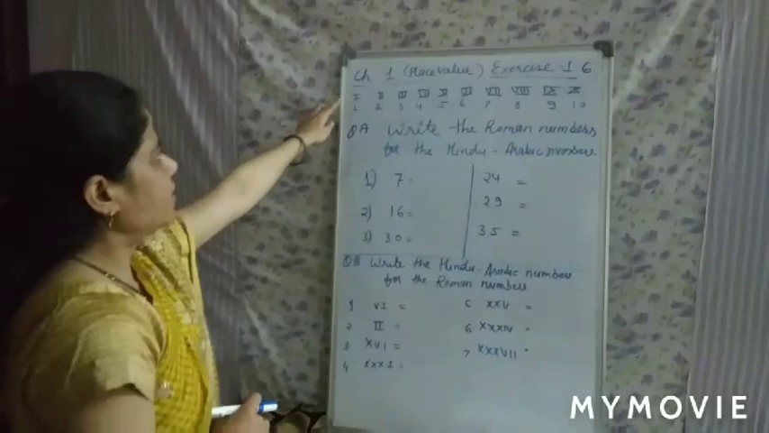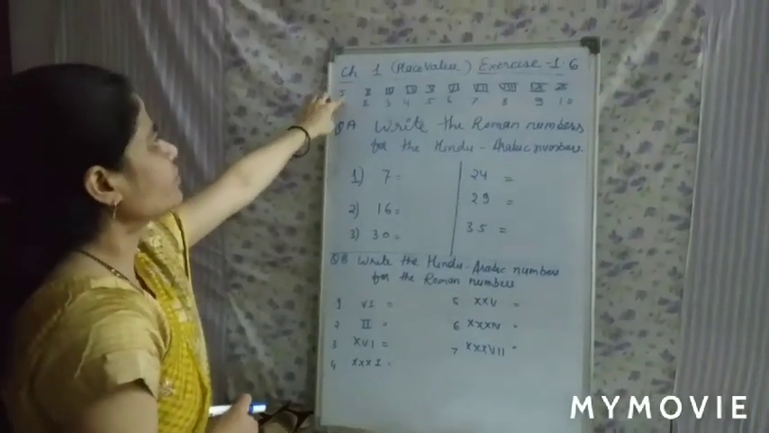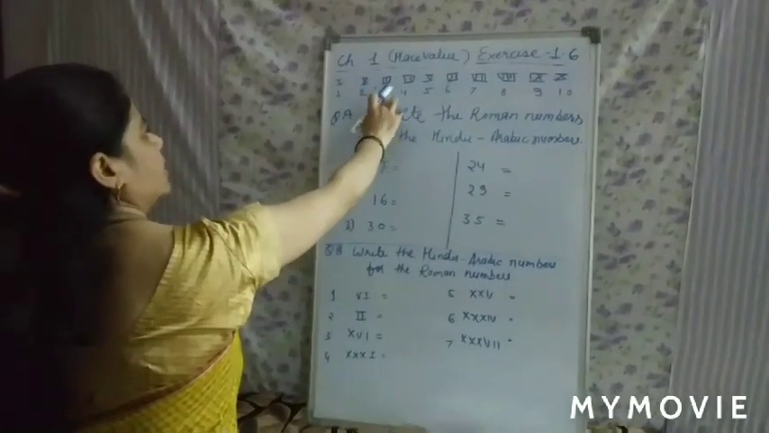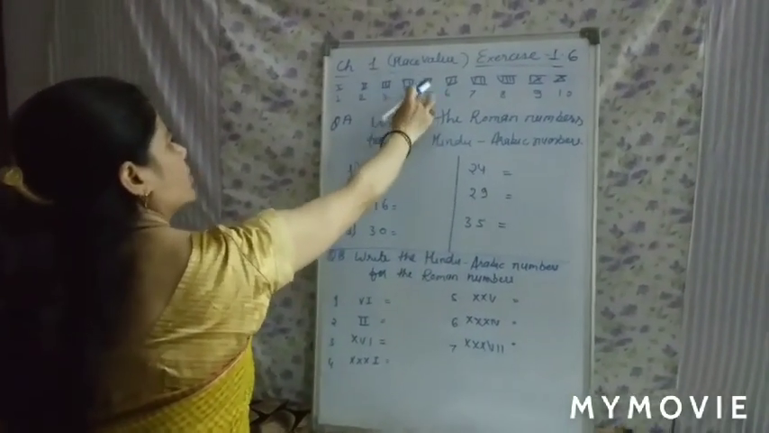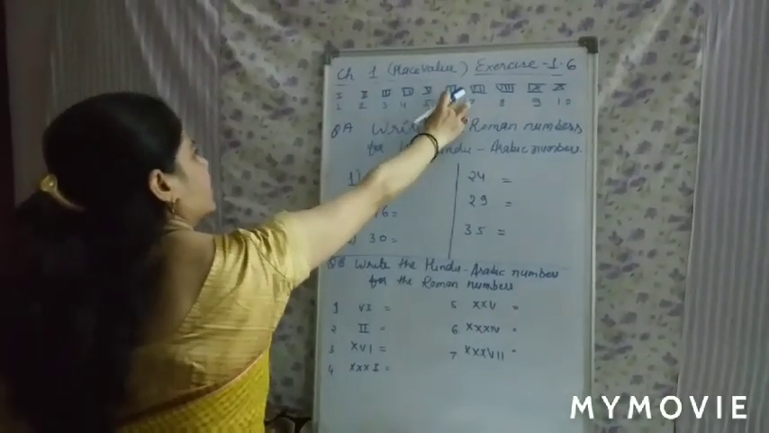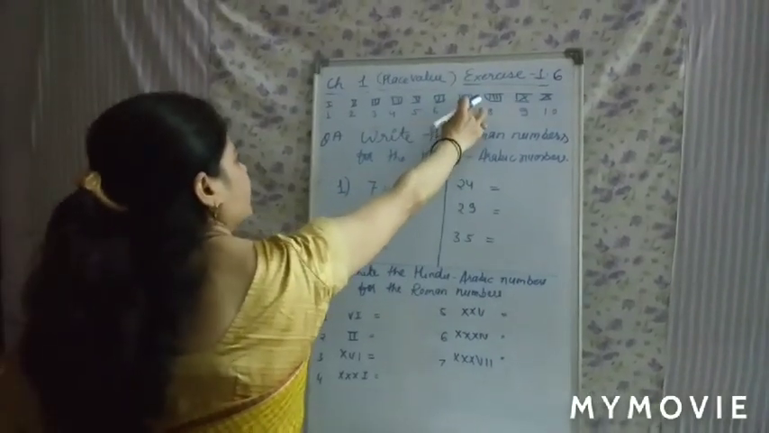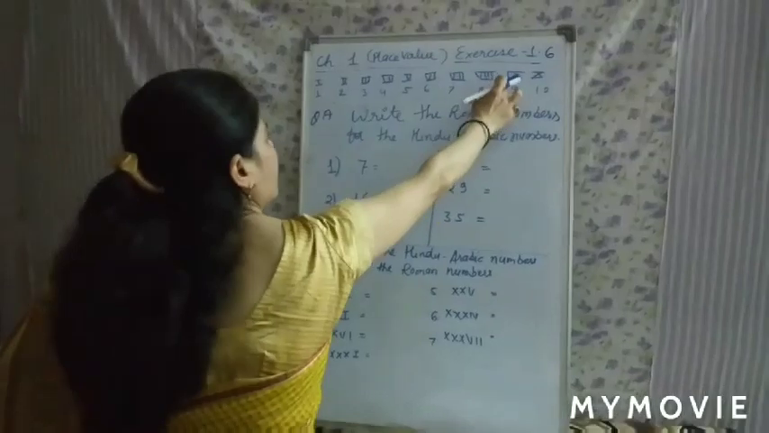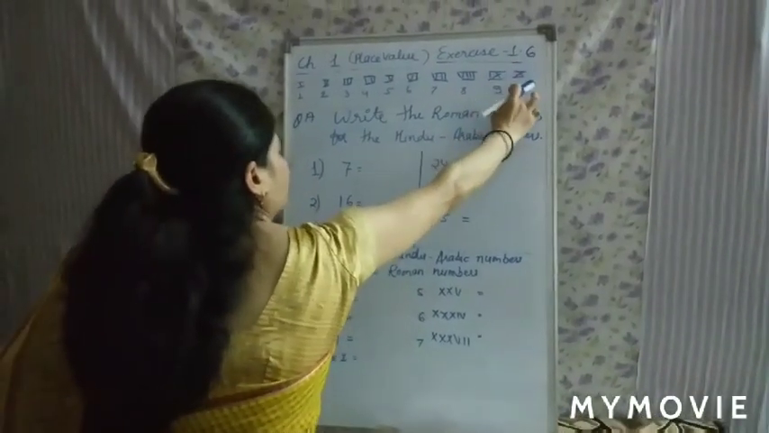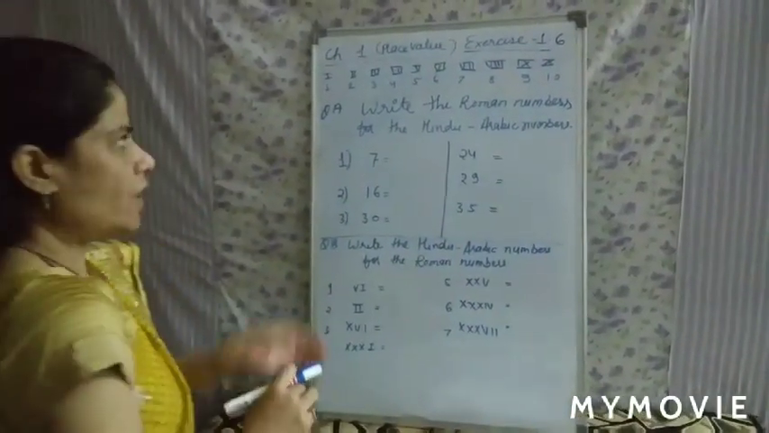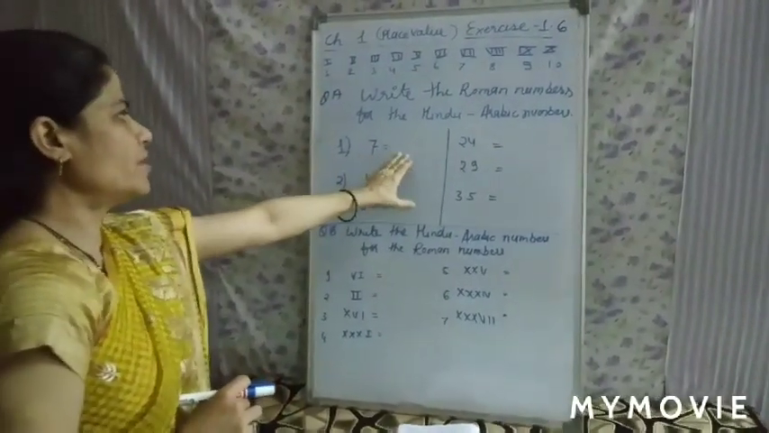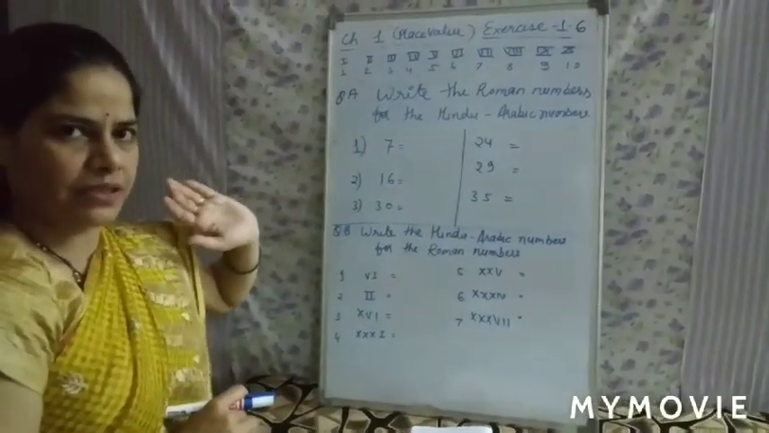Here letter I stands for 1, double I stands for 2, triple I stands for 3, IV stands for 4, V for 5, VI for 6, VII for 7, VIII for 8, IX for 9 and X for 10. You have to use these letters to form Roman numbers of any simple number.